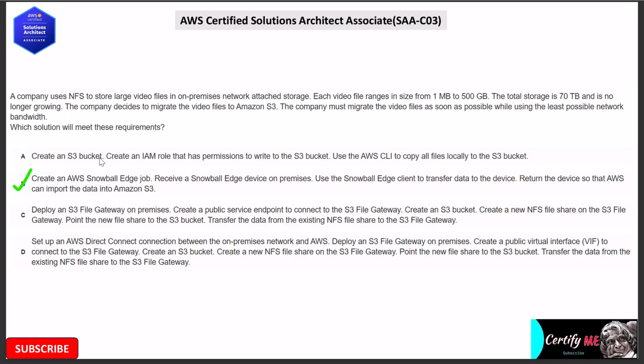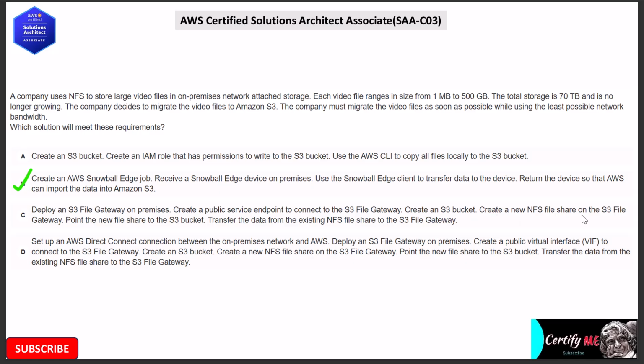Option A. Create an S3 bucket. Create an IAM role that has permissions to write to the S3 bucket. Use the AWS CLI to copy all files locally to the S3 bucket. Option B. Create an AWS Snowball Edge job. Receive a Snowball Edge device on premises. Use the Snowball Edge client to transfer data to the device. Return the device so that AWS can import the data into Amazon S3. Option C. Deploy an S3 file gateway on premises. Create a public service endpoint to connect to the S3 file gateway. Create an S3 bucket.